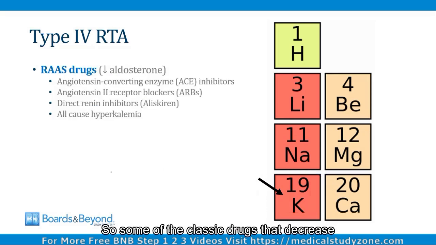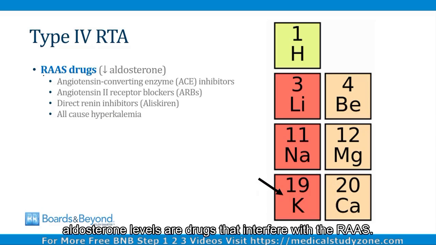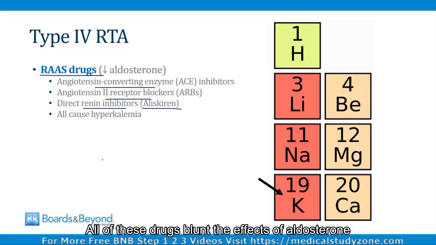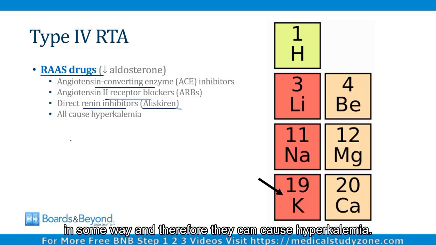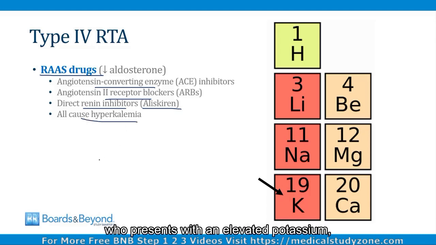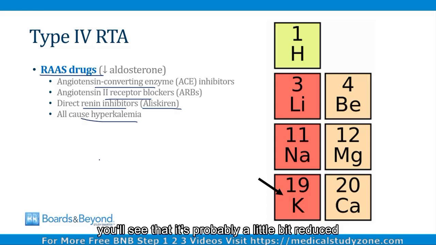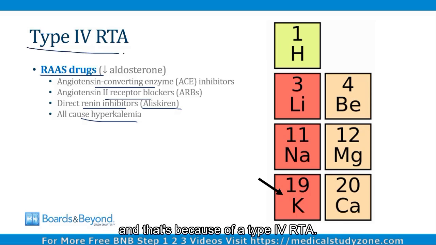So some of the classic drugs that decrease aldosterone levels are drugs that interfere with the RAS. So for example, ACE inhibitors, ARBs, direct renin inhibitors like aliskiren, all of these drugs blunt the effects of aldosterone in some way, and therefore they can cause hyperkalemia. And so in a patient on one of these drugs who presents with an elevated potassium, you will probably back off on the drug to lower the potassium. But before you do that, if you look at the bicarbonate, you'll see that it's probably a little bit reduced, and that's because of a type 4 RTA.